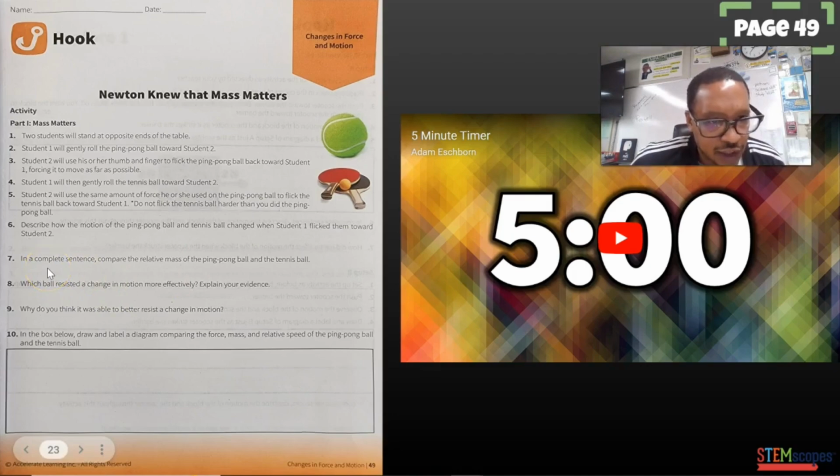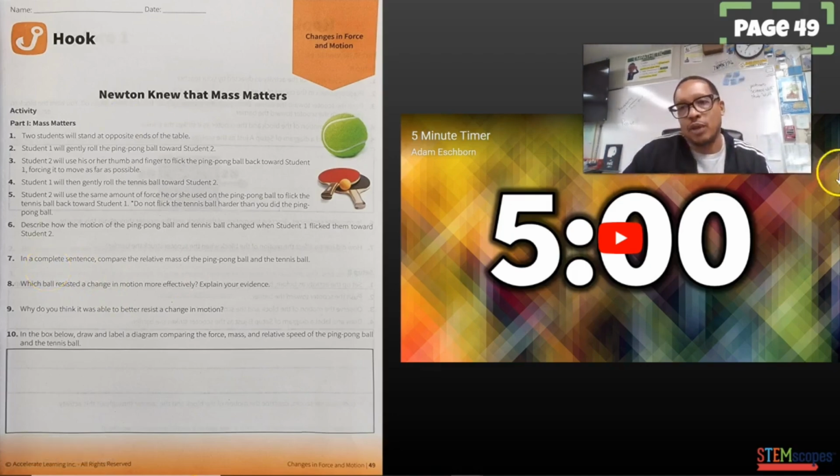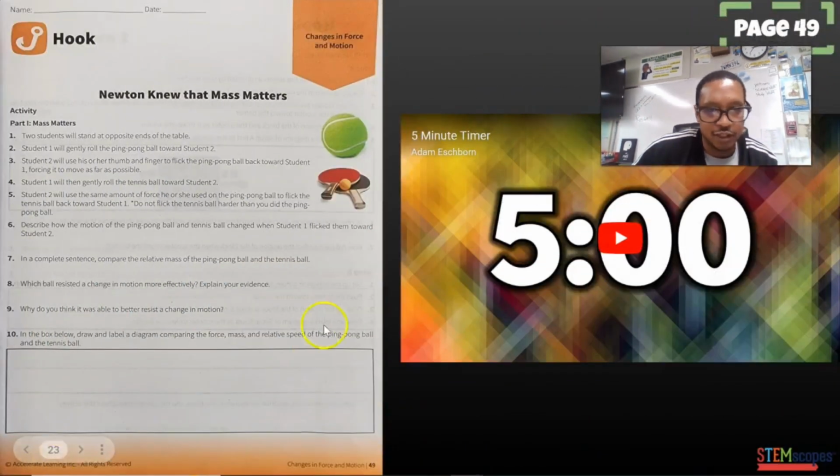In a complete sentence, compare the relative mass. When they say relative mass, they just mean between the two, which one is relatively more, which one's relatively less. And hopefully we're saying the tennis ball has more mass. Not only is it bigger in size, a lot of people want to say that, but remember, size is not mass. They can be related. However, the tennis ball relatively has a lot more mass than the ping pong ball. That would be a nice and easy way to put that together.